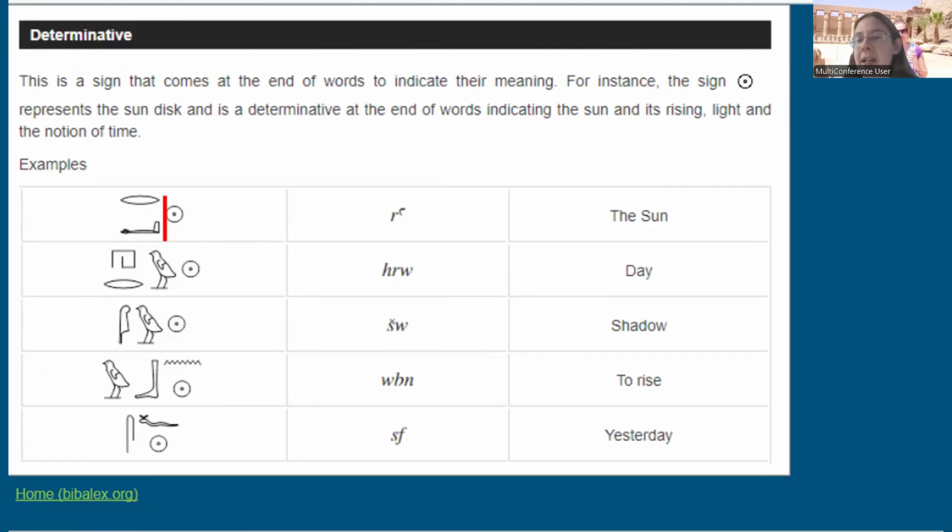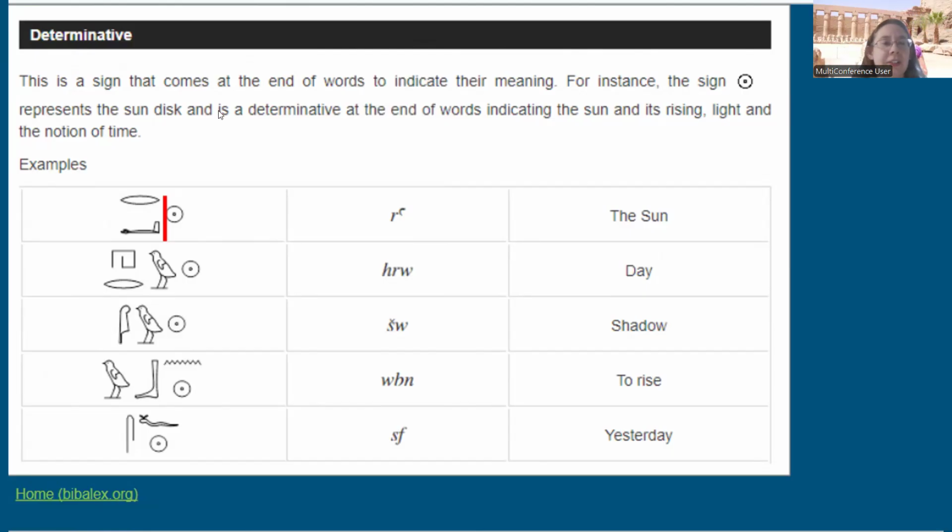So it's not an image or letter or picture that you read phonetically, which is partly why it always comes at the end of the words, because determinatives sort of function like our modern-day periods, because the Egyptian hieroglyph texts don't have spaces. So determinatives are one of the ways that clue you in: okay, you've reached the end of a word and now we're going on to the next word.